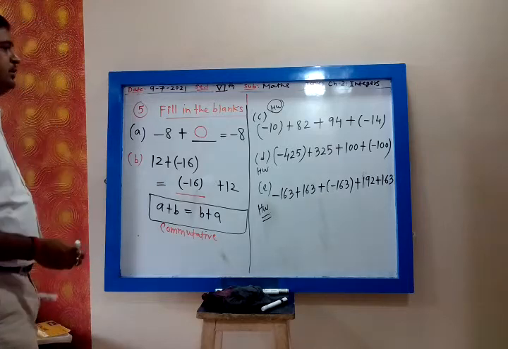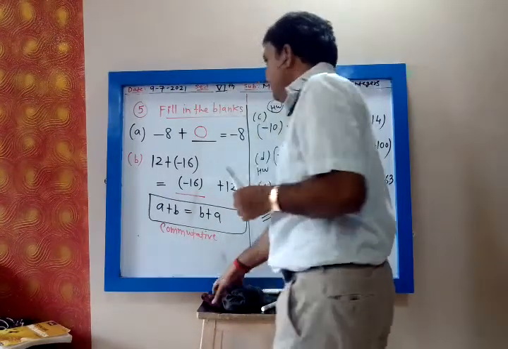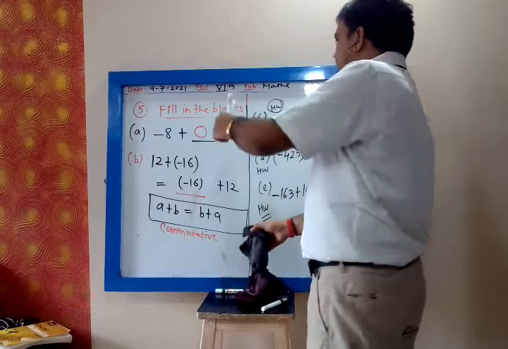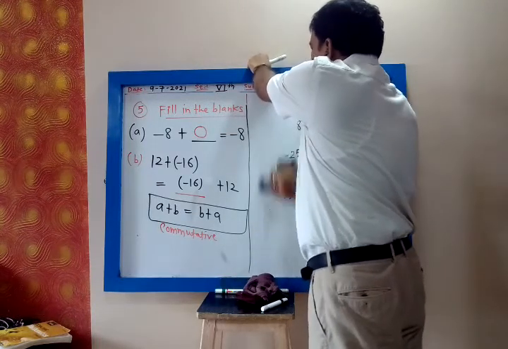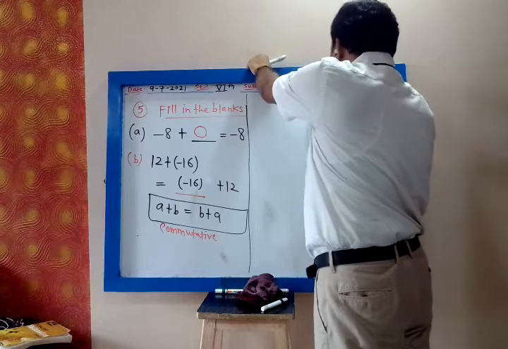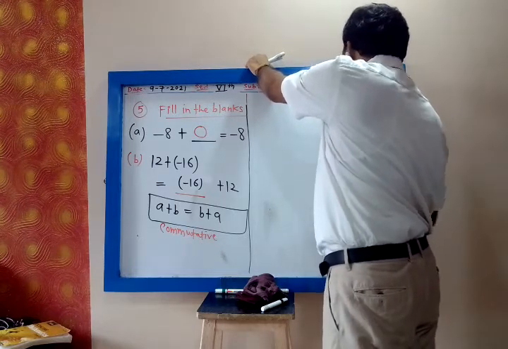So addition is commutative. So by commutative property, whether you add A to B or B to A, you will get the same answer. So A plus B is same as B plus A in mathematics. You can see the video afterwards. A plus B is same as B plus A.